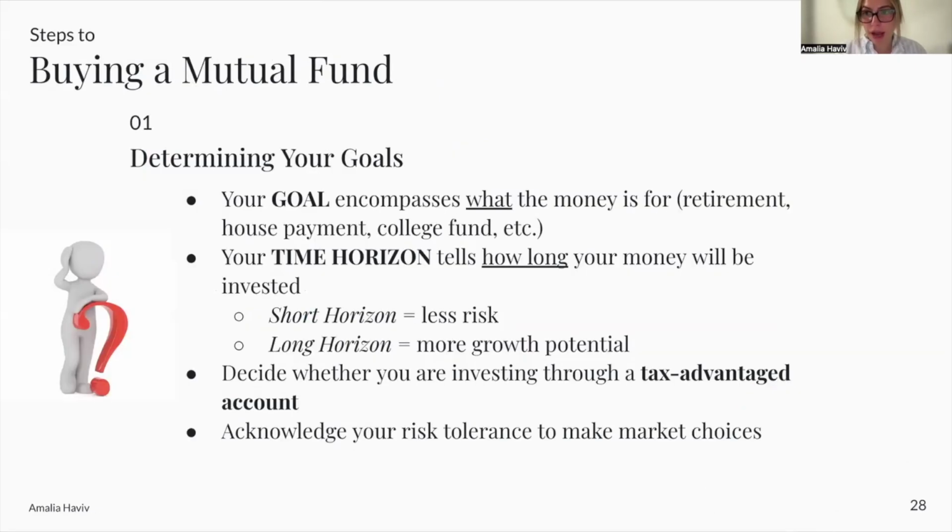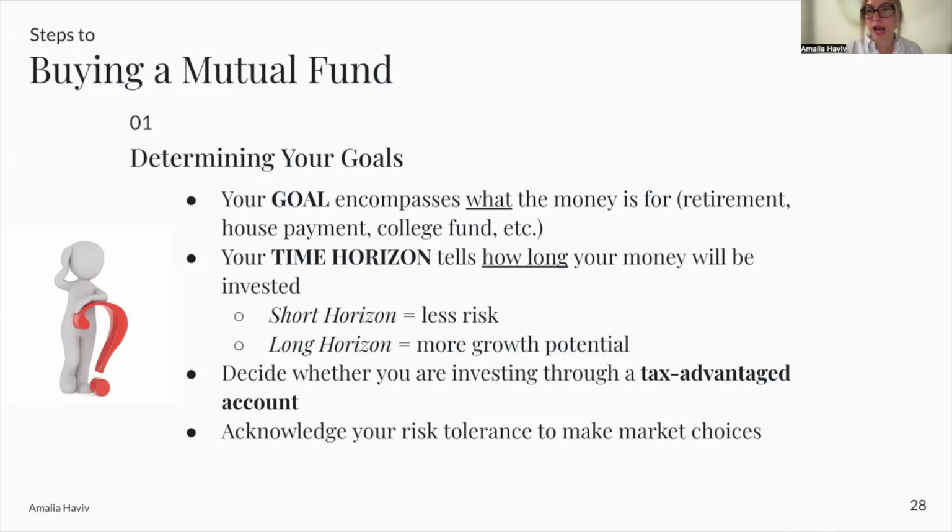Now that you know all about a mutual fund, we'd like to conclude the presentation by teaching you how to buy a mutual fund, breaking that into 4 steps. The first step is personal. You need to determine your goals. Your goals encompass what the money is for. Is it for retirement? Is it for a house payment? You decide that because it's going to guide a lot of these other decisions.